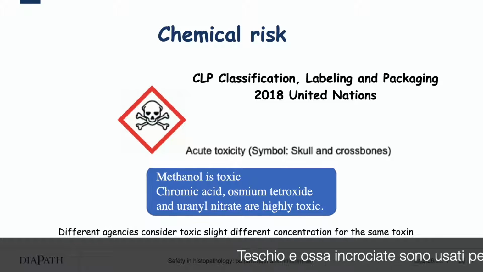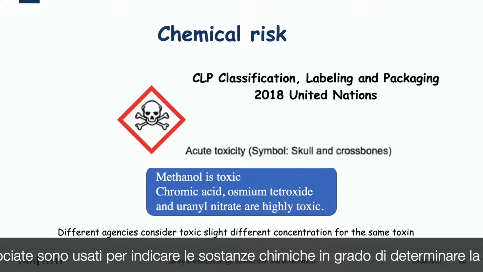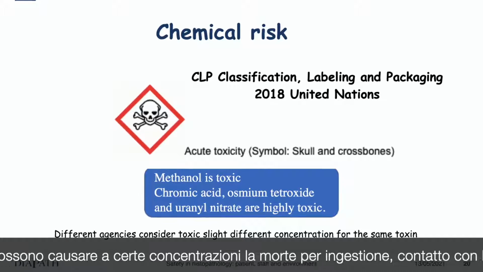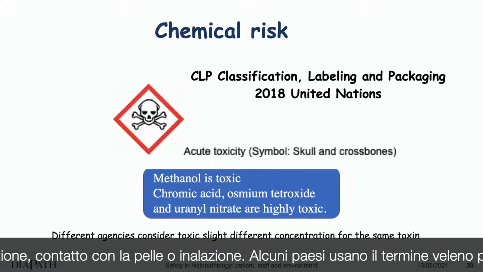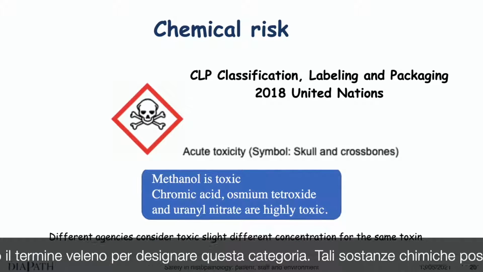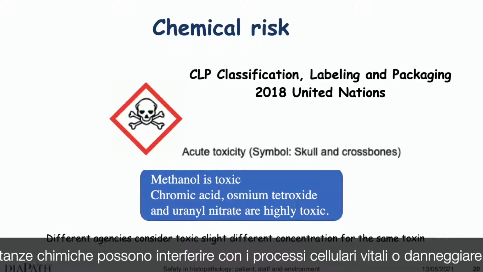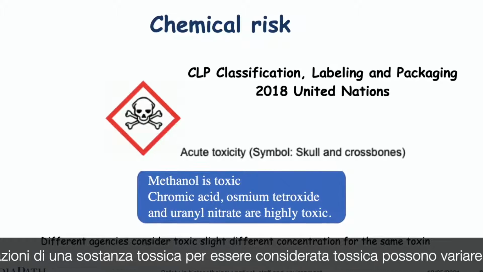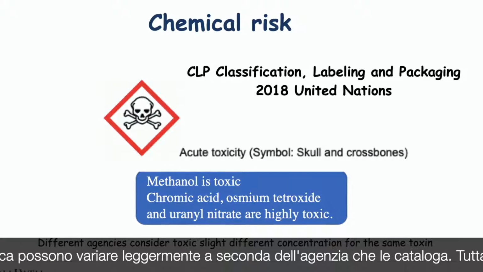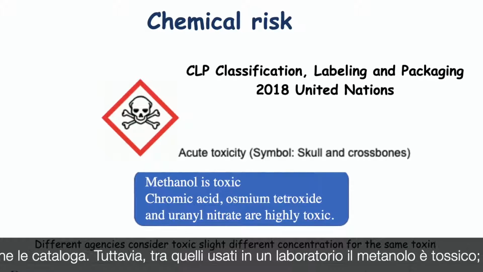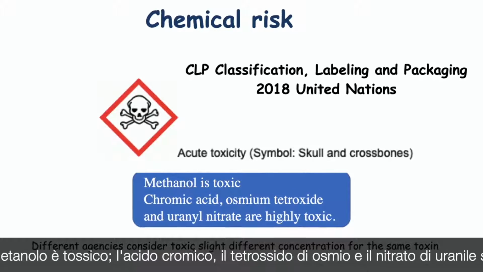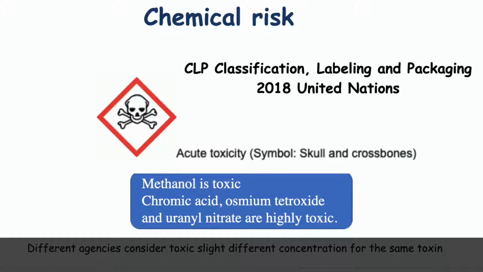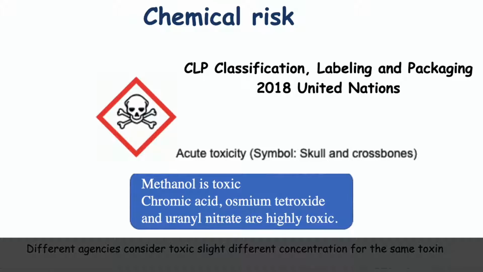Skull and crossbones is used for chemicals able to determine acute toxicity. Toxins can cause death by ingestion, skin contact, or inhalation at certain concentrations. Some countries use the term poison to designate this category. Such chemicals may interfere with vital cellular processes or damage vital tissues or organs. Concentrations for a toxin that are considered toxic may vary slightly according to the agency making the designation. However, for those used in a lab, methanol is toxic. Chromic acid, osmium tetroxide, and uranyl nitrate are highly toxic.